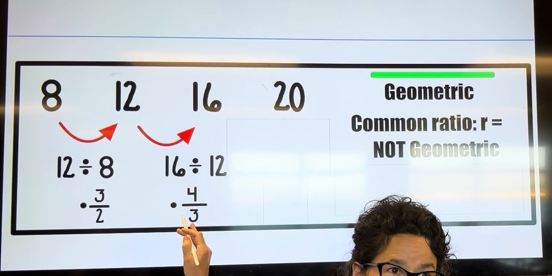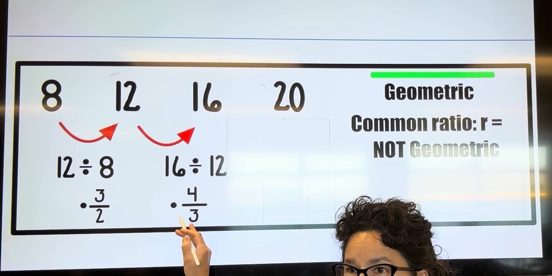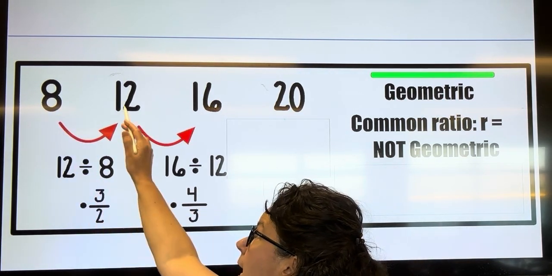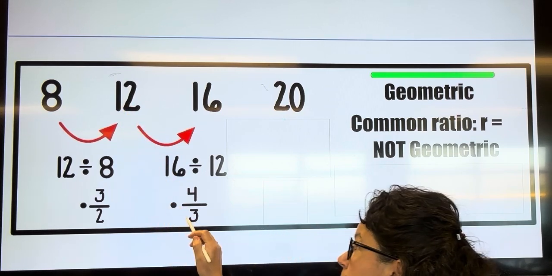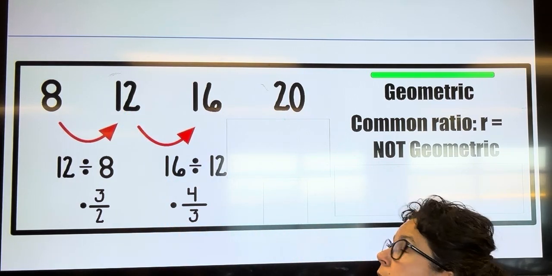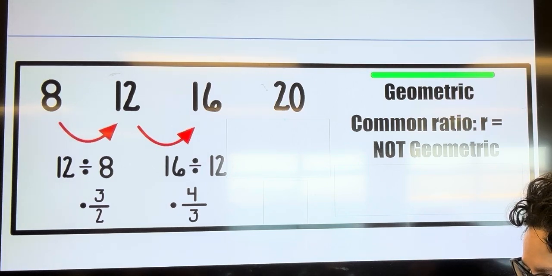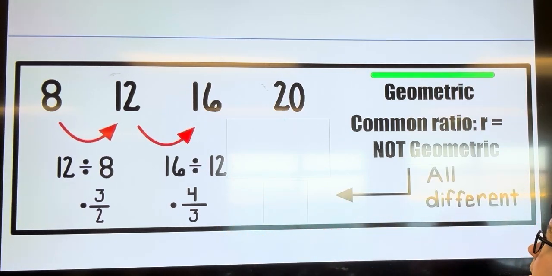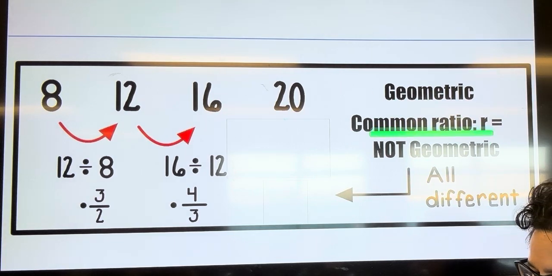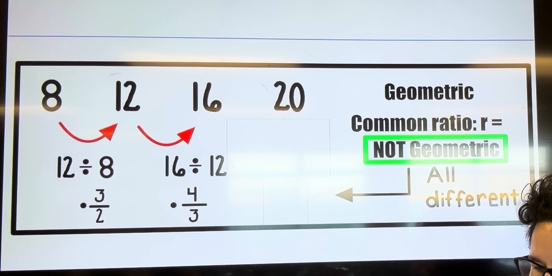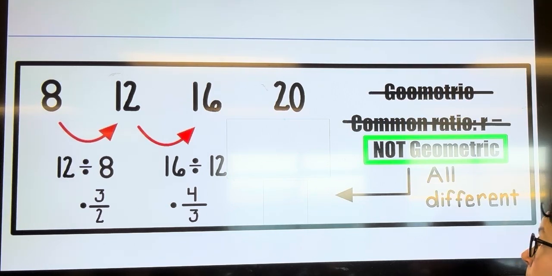See how it changed? This is not geometric. It's saying 8 multiplied by 3/2 gives me 12. 12 multiplied by 4/3 gives me 16. And since this one changed, since these guys are different, this one is going to be not geometric. So if it's not geometric, then there is no common ratio, and I just have that one.